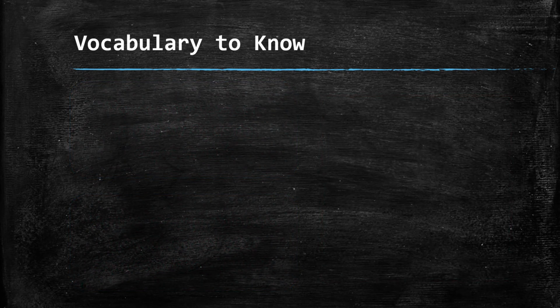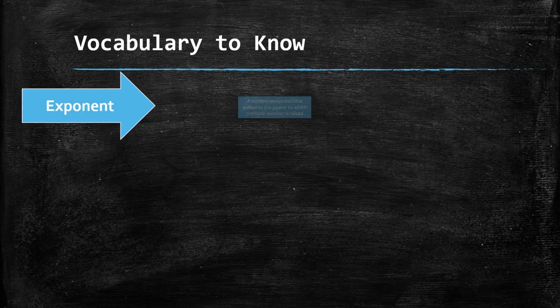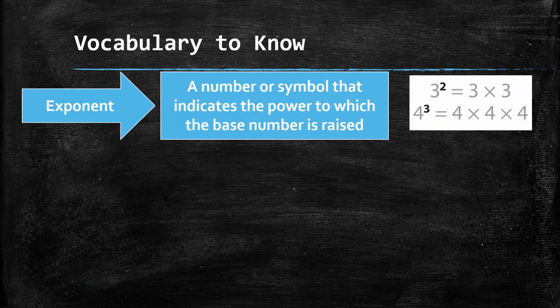We have several vocabulary words we want to review in order to prepare us for this week's lessons. The first one is exponent, a number or symbol that indicates the power to which the base number is raised. As you can see here, 3 to the second power, the 2 is the exponent, equals 3 times 3. And 4 to the third power, 3 is the exponent, equals 4 times 4 times 4.